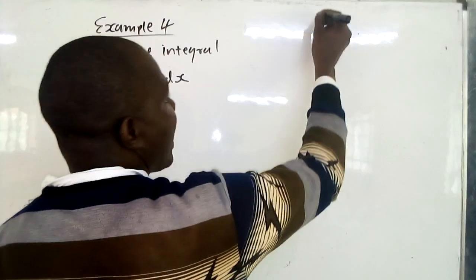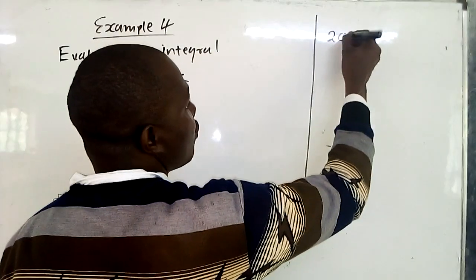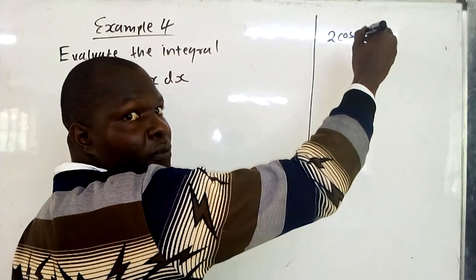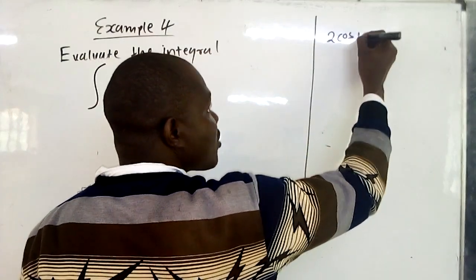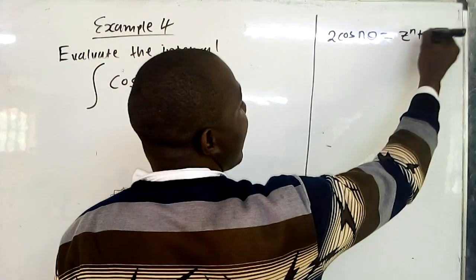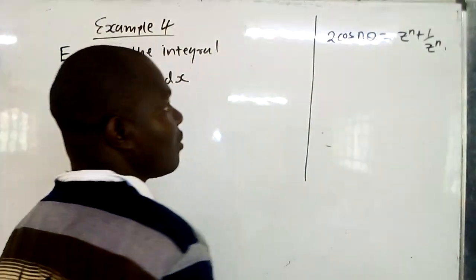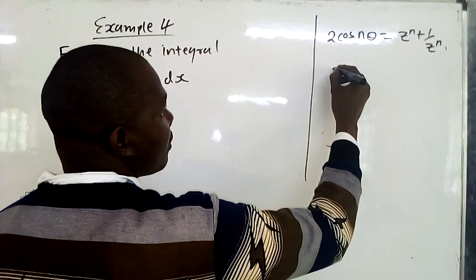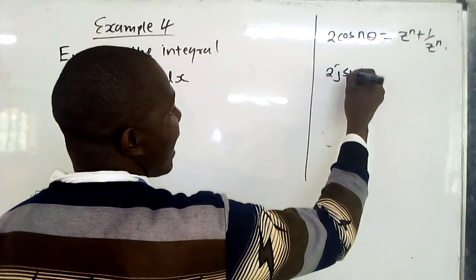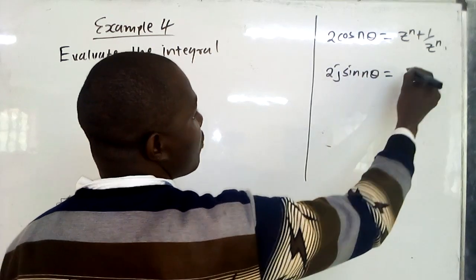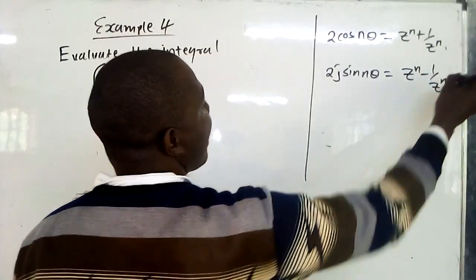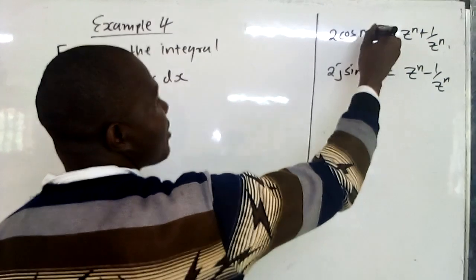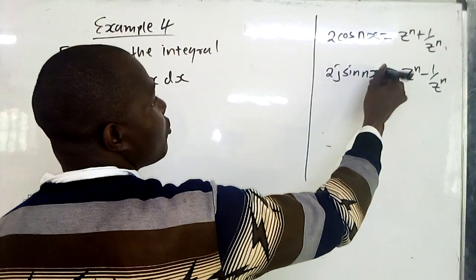From De Moivre's theorem, we have 2 cos nθ is z^n plus 1 over z^n. Then 2j sin nθ is equal to z^n minus 1 over z^n. So in our case, θ is x, isn't it? So where there is θ, you put x.